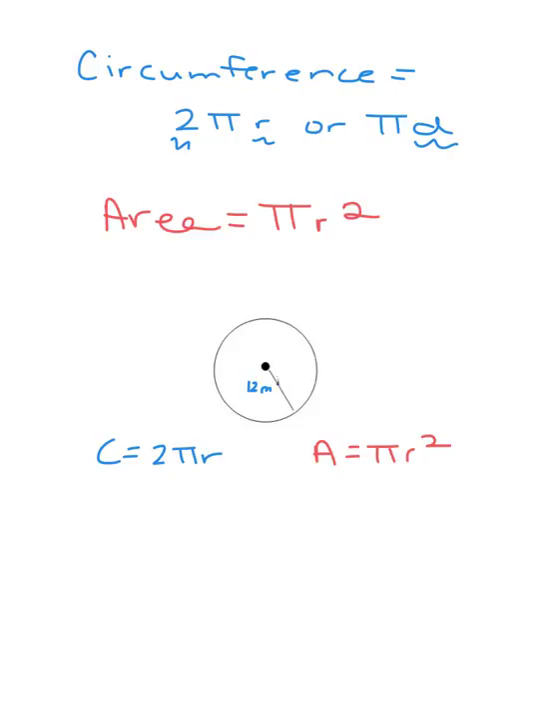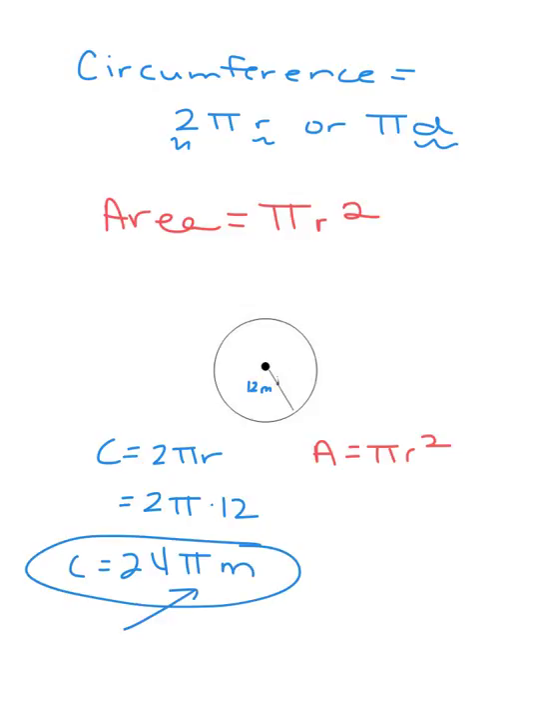So in our first example, our radius is 12 meters, so our circumference is 2 times pi times 12, which would give us 24 pi meters. Now we leave the pi there. We say that's in terms of pi. You can use 3.14 as an approximate, but pi is a more exact value.